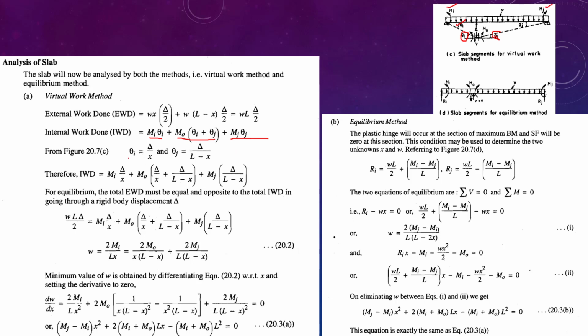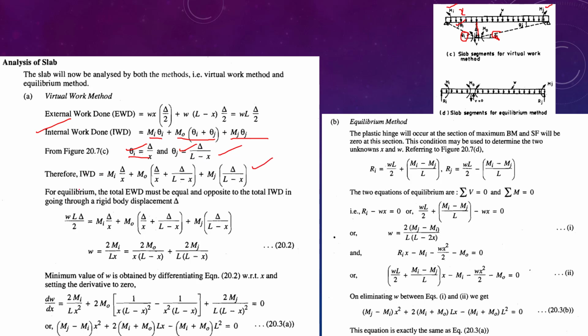From the figure we can find theta i is equal to delta by x, where delta is the full depth, and theta j will be delta by L minus x. Substituting the value of theta i in the equation of IWD, we will get Mi into delta by x plus M0 into the expression for theta i and theta j, plus Mj into theta j, as we have expressed here.